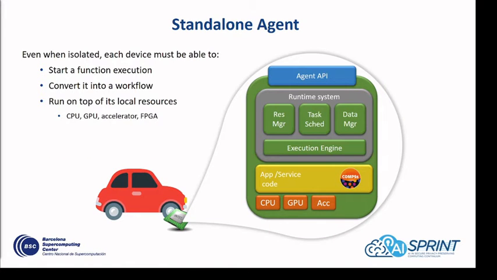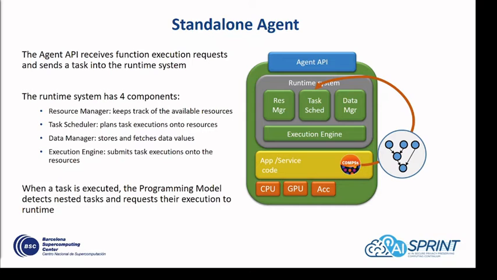To take a deeper look into our proposal, we will start with the cornerstone of the project, the agent. Even when isolated, an agent should be able to receive a function execution request, convert it into a task-based workflow, and run it in parallel on its locally embedded computing devices, like CPUs, GPUs, FPGAs, or any other accelerator. For achieving this purpose, the agent presents the following architecture. Through the agent API, it receives the function execution request. Currently, this API is available through REST and a proprietary protocol based on sockets to enhance the performance. Upon the reception of the request, the API submits a task that encapsulates the execution onto a runtime system.